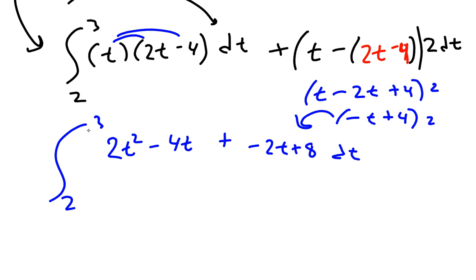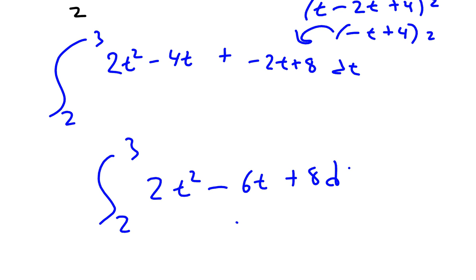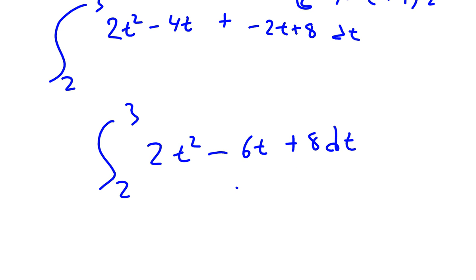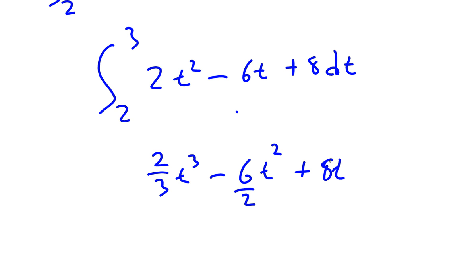Integral from 2 to 3. Let's see, anything that can go together? Looks that way. So we have the integral from 2 to 3 of 2t squared minus 6t plus 8 dt. And now you're in a very basic Calc 1 problem. Let's finish this off. Antiderivative here: 2/3 t cubed minus 6t squared over 2. I could have just made that 3t squared. That would have been easier. And then plus 8t.